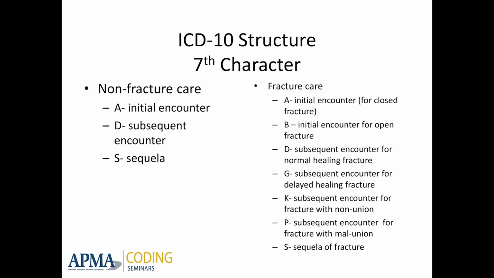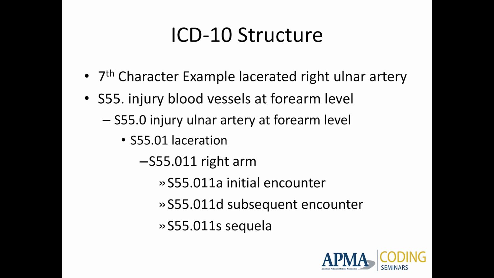So if the patient's got that 5th met fracture and it's just not healing, 3 months down the road, you're going to go back, take them to the operating room and do an ORIF on that 5th met fracture. Then you're going to change to non-healing or delayed healing or non-union or malunion, something like that. 7th character example, lacerated right ulnar artery. That's just an example of how to go out to the 7th character.